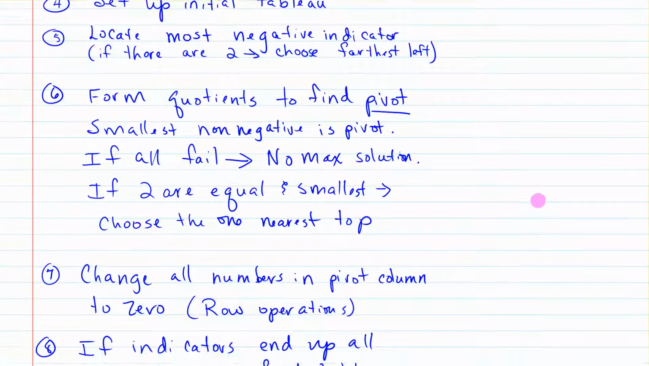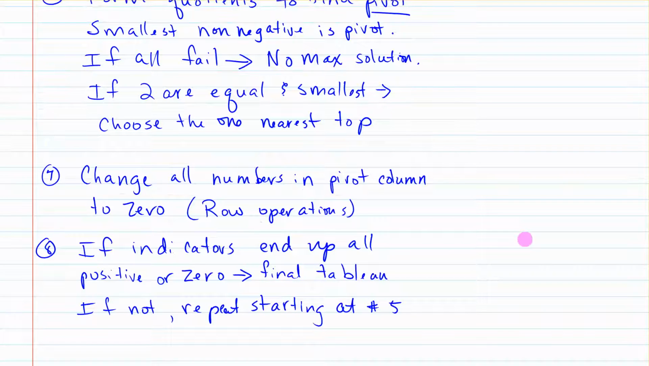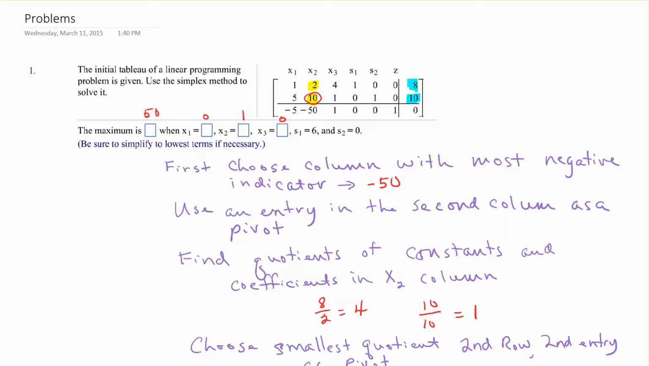You change all the numbers in the pivot column to 0, and you'll do that by row operations. And number 8, if the indicators end up all positive or 0, that's the final tableau. If not, you repeat starting at number 5. So keeping that in mind, let's go look at the problem.